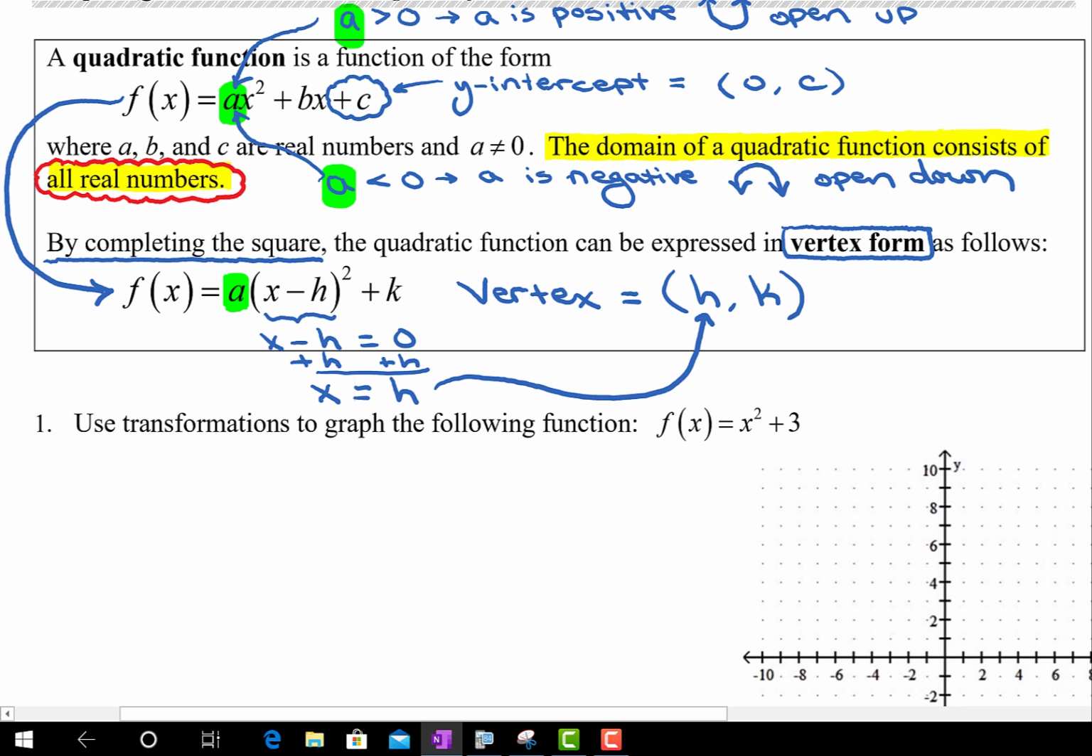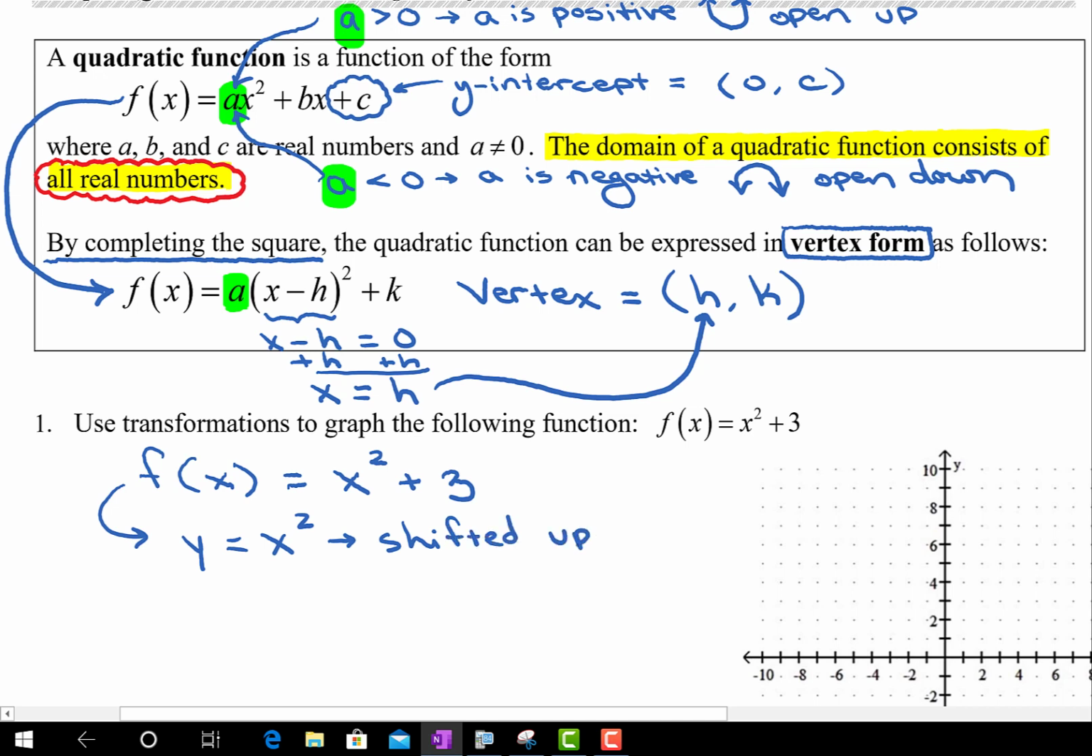Let's go ahead and do number 1 here. Use transformations to graph the following function: f of x equals x squared plus 3. If we're going to use transformations to graph this, our basic function, or remember I used to call it our parent function, in this case would be y equals x squared. And since we're adding 3 to this, our parent function will be shifted up 3 units.